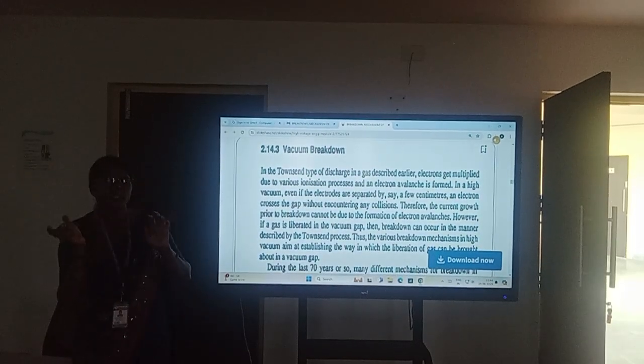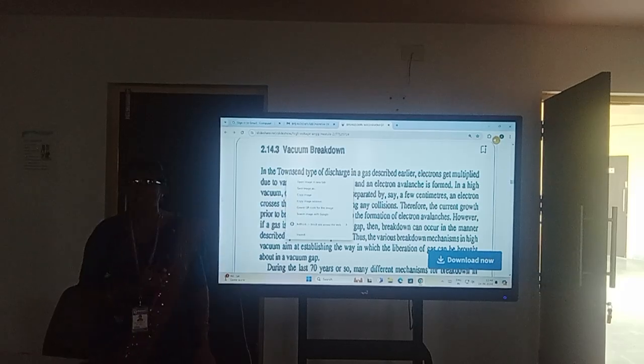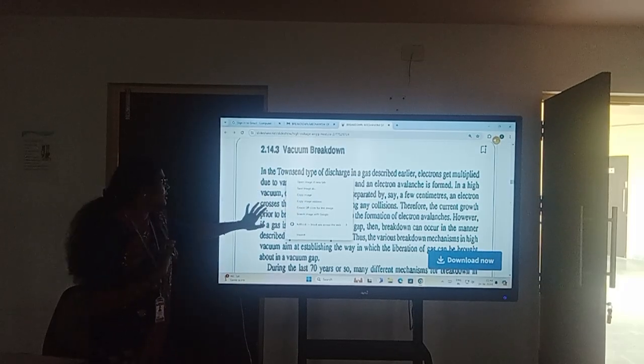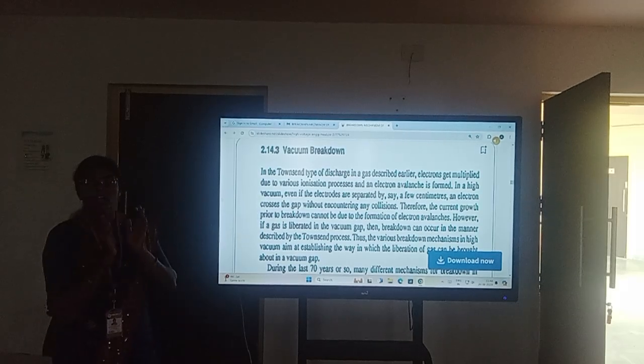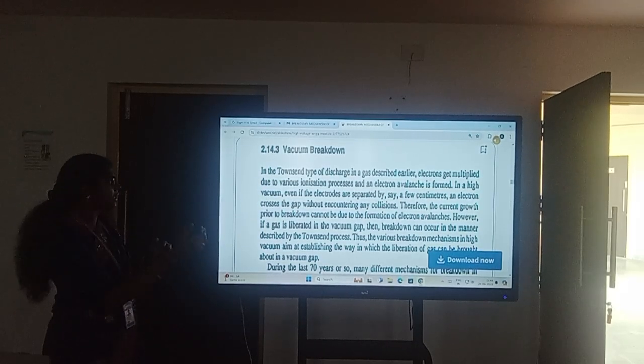In the basics, we will be studying the Townsend type of discharge. What does this Townsend type of discharge mean? It is the theory that the electrons will get multiplied.